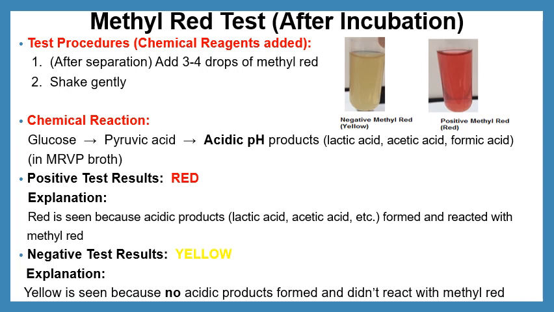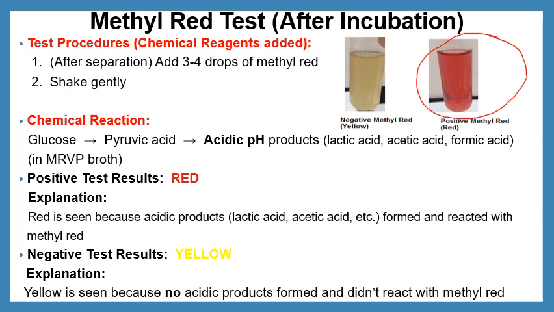Think about our pyruvic acid that we got from glucose in aerobic respiration. If more acidic products are produced, like lactic acid, acetic acid, formic acid, then when we add the indicator dye methyl red, this will turn red, indicating acids have been produced. A positive result for the methyl red test is glucose, which was in the MRVP broth, being fermented to pyruvic acid and producing more acids. This will produce, as we can see over here on the right, a red result.